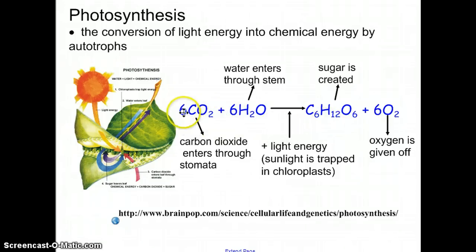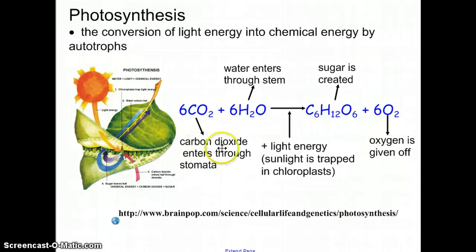The CO2 represents carbon dioxide. The H2O represents water. The C6H12O6 represents sugar or glucose, and O2 represents oxygen. So on this side of the reaction, you have your reactants, and on this side of the reaction, you have your products. The only way that you can transform these reactants into these products is if you have light. So without light, this reaction can't happen. And without any one of these reactants, the reaction also can't happen.